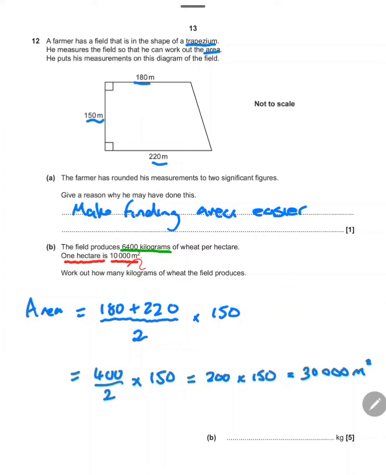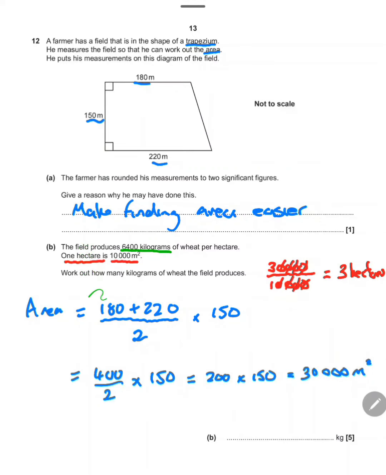Back to this part of the question, we've got 1 hectare is 10,000 meters squared. So I'm going to take my 30,000 and divide by 10,000, and that will convert the square meters into hectares. Swipe off all these zeros. We've got 3 divided by 1, which is 3 hectares.